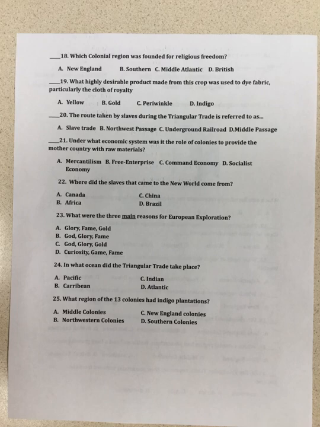Question number 20. The route taken by slaves during the triangular trade is referred to as A, slave trade, B, Northwest Passage, C, Underground Railroad, D, Middle Passage.